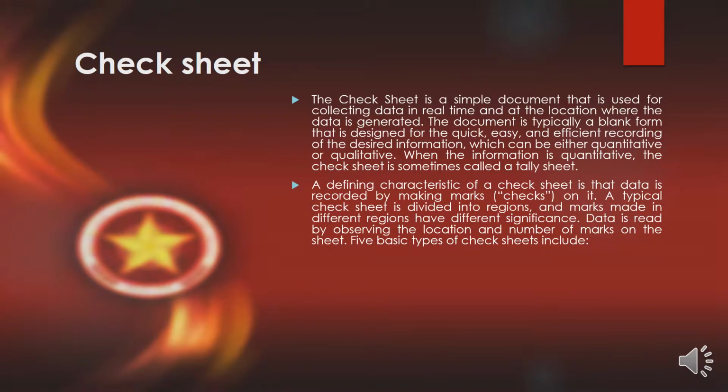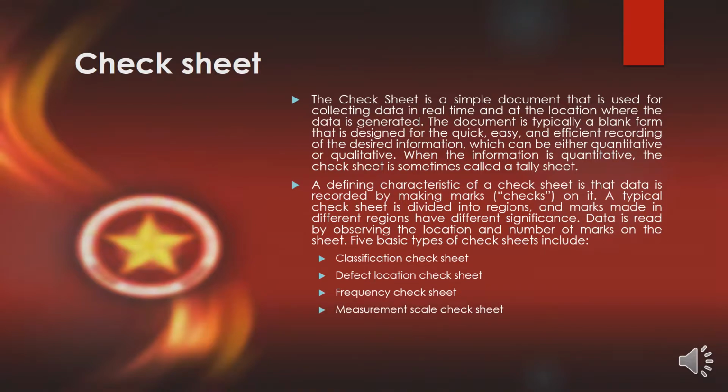A defining characteristic of a check sheet is that the data is recorded by making marks as checks on it. A typical check sheet is divided into regions, and marks made in different regions have different significance. Data is read by observing the location and number of marks on the sheet. There are five basic types of check sheet: classification check sheet, defect location check sheet, frequency check sheet, measurement scale check sheet, and the checklist.